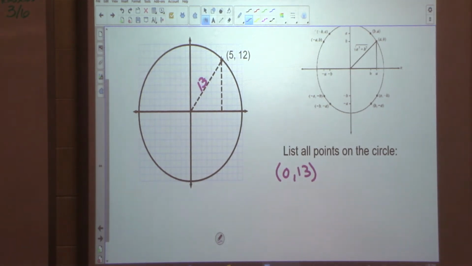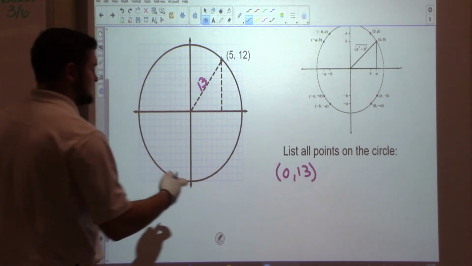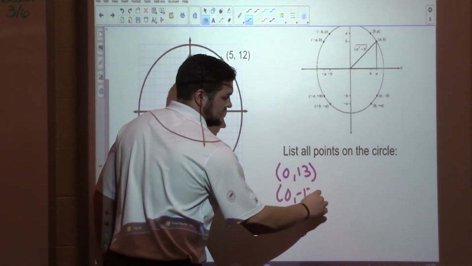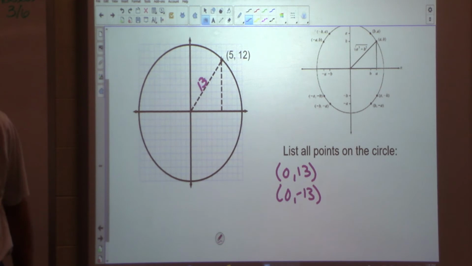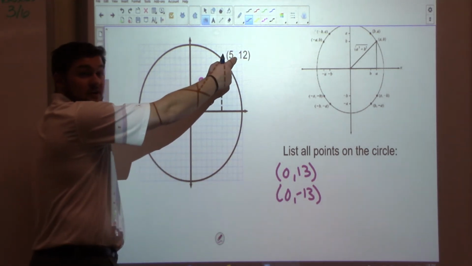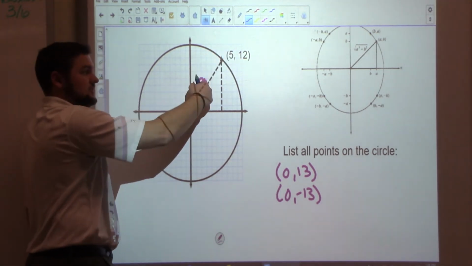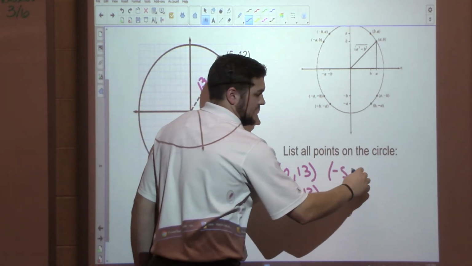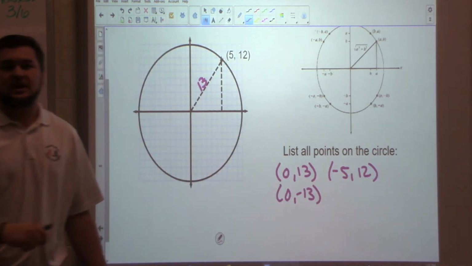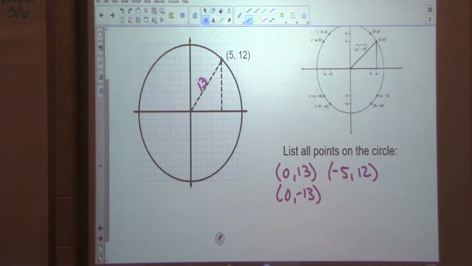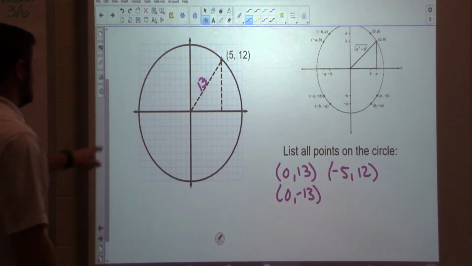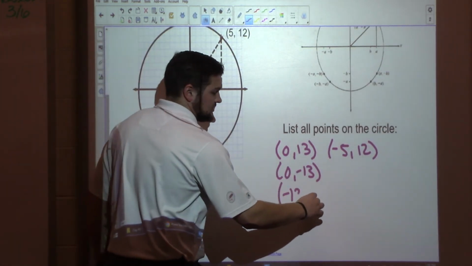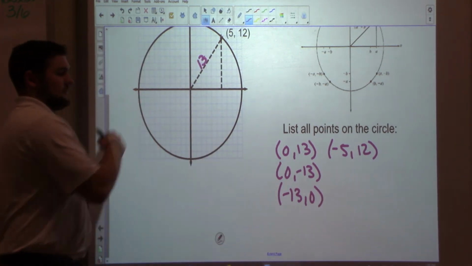Keep going around to your table. Renee, can you give me another one? 0, negative 13. I can go straight down. Okay, Larson? Negative 5, 12. Very good, right? Negative 5 squared plus 12 squared still gives me 13 squared. So negative 5, 12. Johnny, you got one for me? No? It's a shame. Chewy, what about you? Negative 13, 0. We can go straight left from our origin.